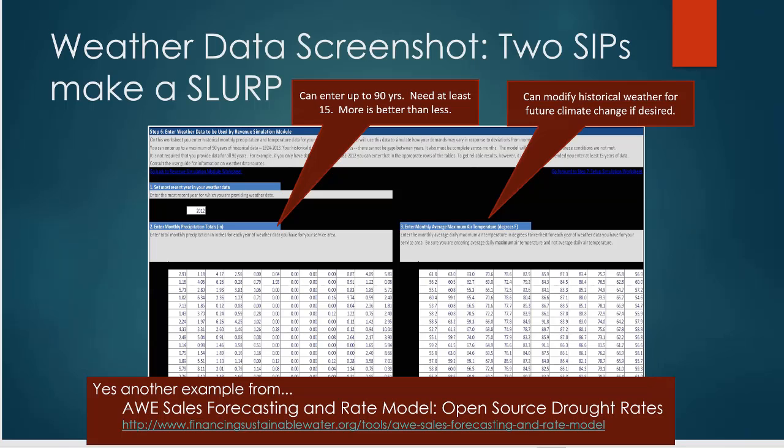And my example for that is a model I built that you can download from the Alliance for Water Efficiency, and I believe the link is down below. In this case, you enter in up to 90 years of precipitation and temperature. So these are two SIPs that are related. When it rains, it tends to drive down the air temperature. So they each have independent effects, and it's important to keep those together. 1922 will happen to both at the same time.